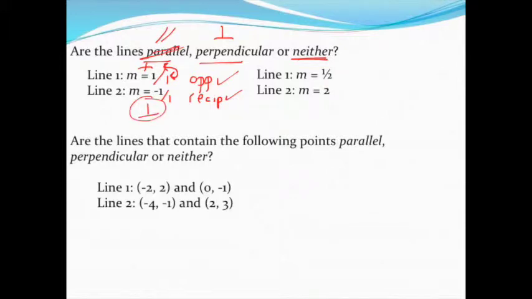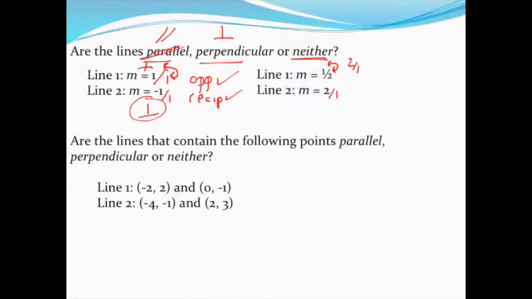Compare that over to the second example where they try to trick you. I can see right away the lines are not parallel. One's a half and one's 2, or 2 over 1, so they're not the same number. They're not going to be parallel. But then I want to check if they're perpendicular, and I can see they're reciprocals. If I flip 1 over 2 around, I get 2 over 1, my other fraction.